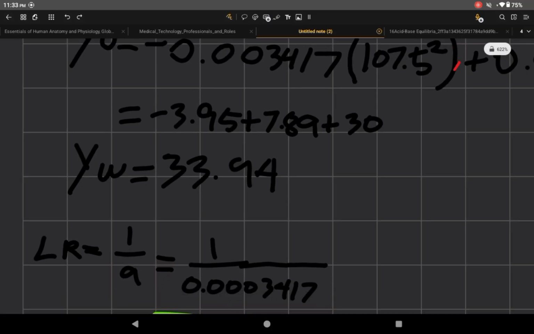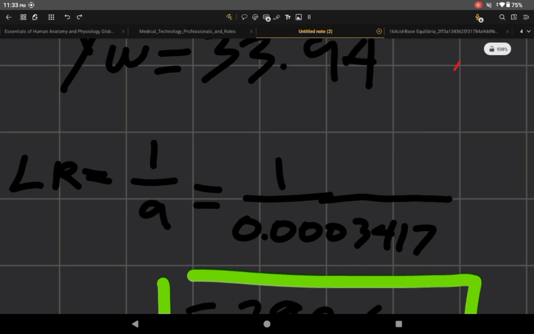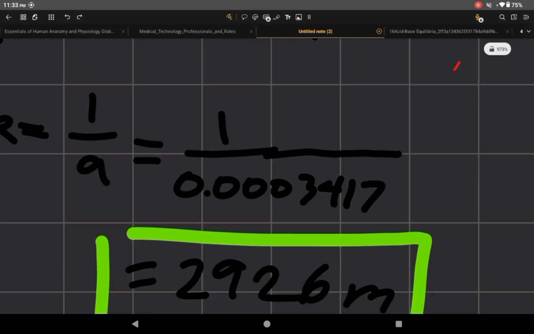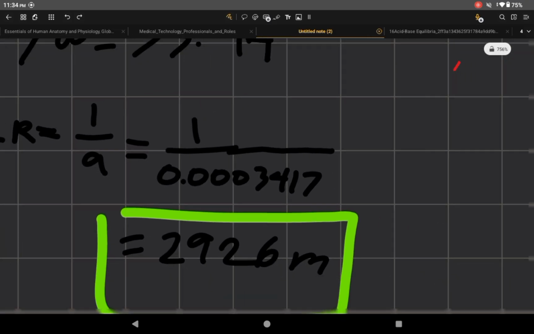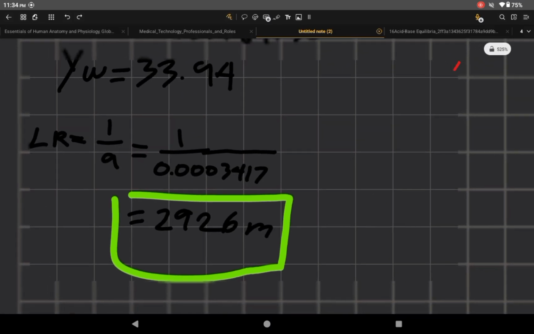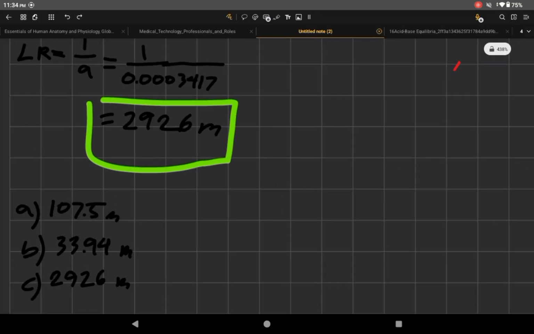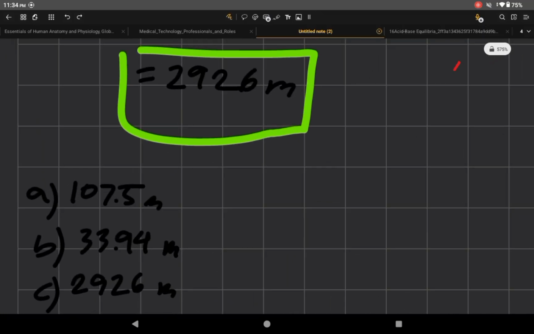Next, we have the latus rectum. The formula is 1 over a. Simple as that. I'll just explain it later. So, 1 over a, substitute. It will be 1 over 0.003417. So, atong latus rectum is kana. So, final answer is, letter A is 107.5 meters, B is 33.94 meters, and letter C is 2,926 meters. Thank you.